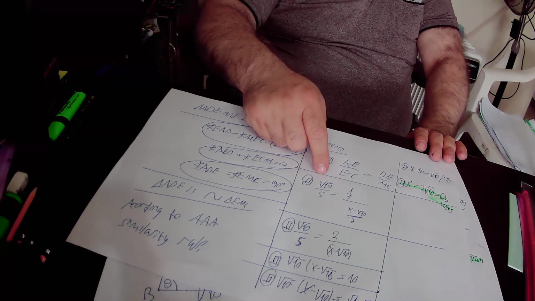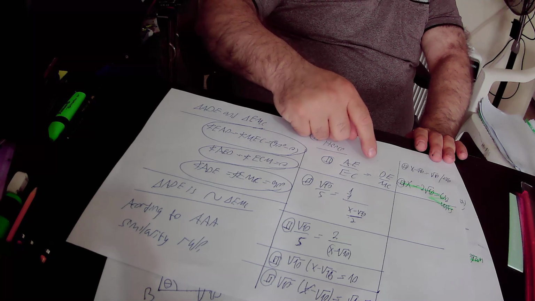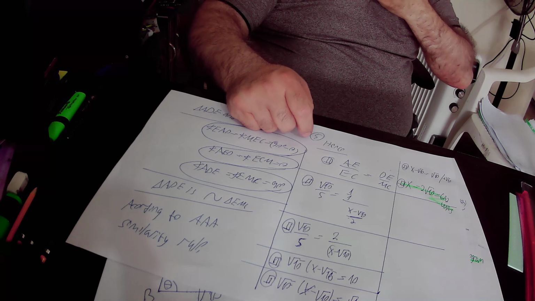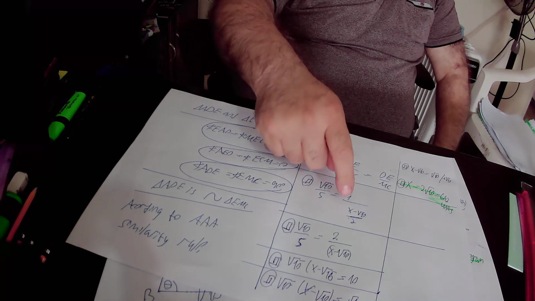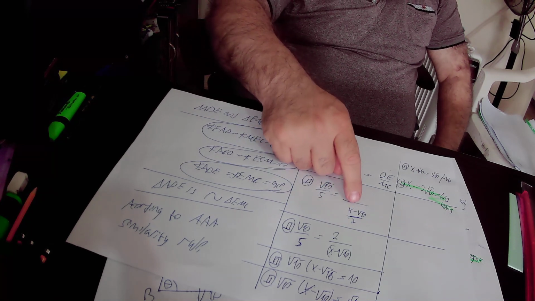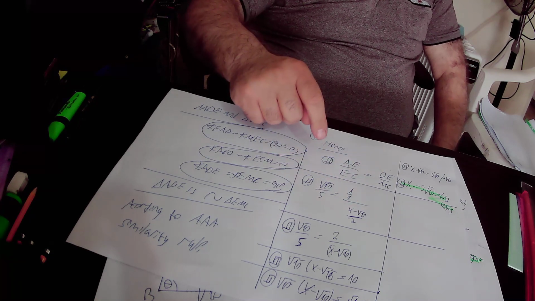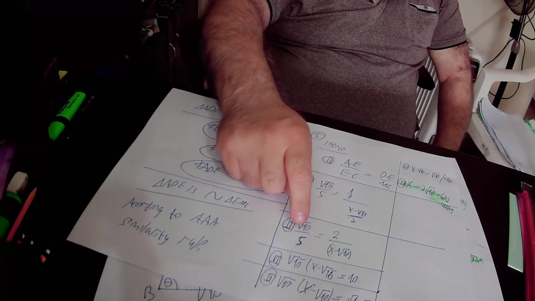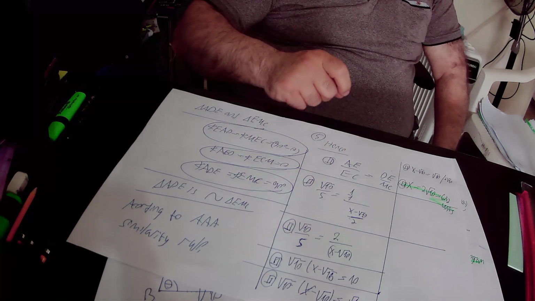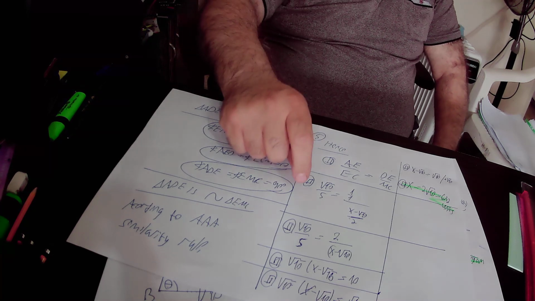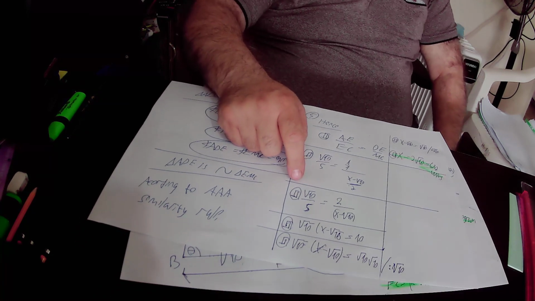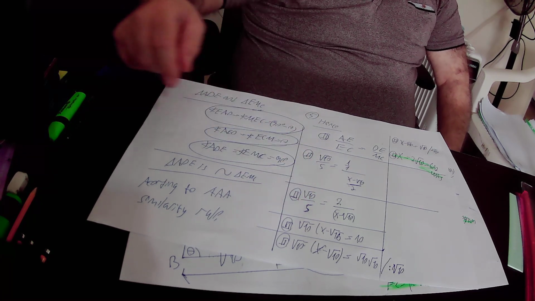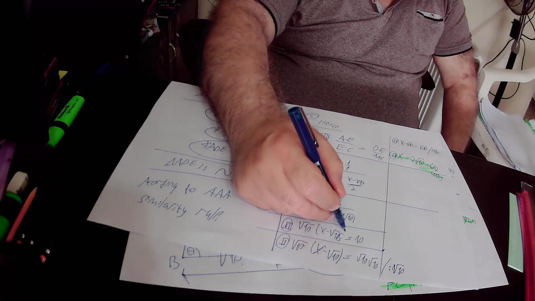I'll repeat again, according to equation number 2, AE over EC equals DE over MC. AE equals square root of 10 units, EC equals 5, DE equals 1, and MC equals x minus square root of 10 over 2. Okay? Here we will move the 2 to the numerator and x minus square root of 10 to the denominator, and we will get that according to equation number 2, square root of 10 over 5 equals 2 over x minus square root of 10. Here we will cross multiply this equation, and we will get that square root of 10 times x minus square root of 10 equals 10.